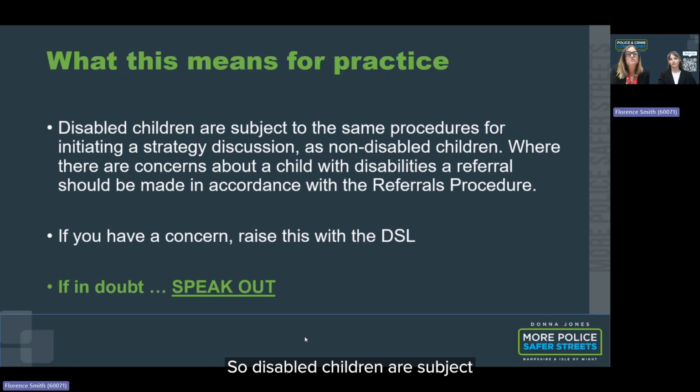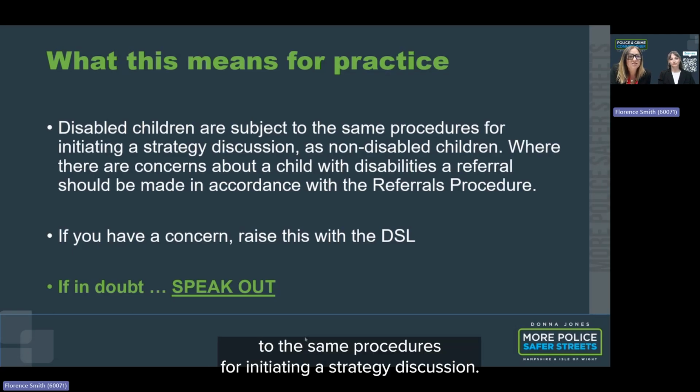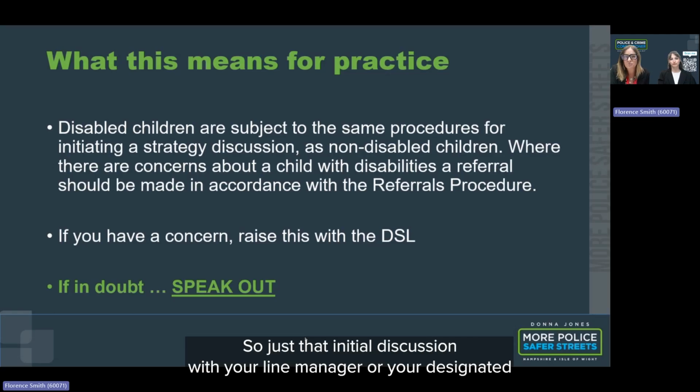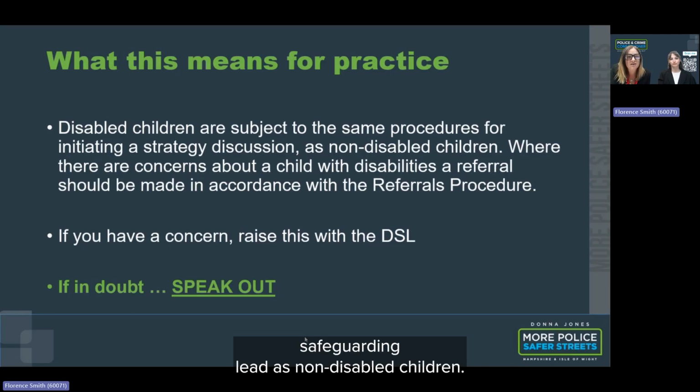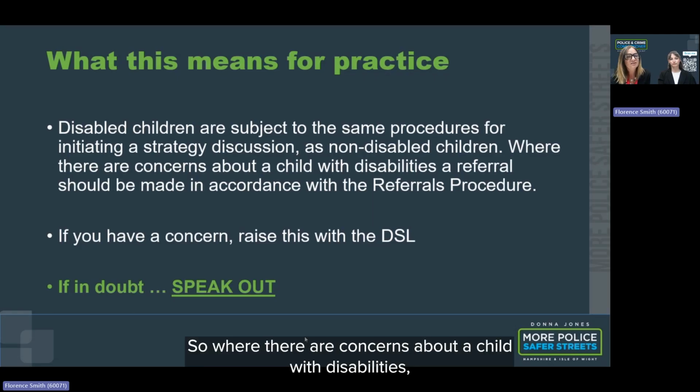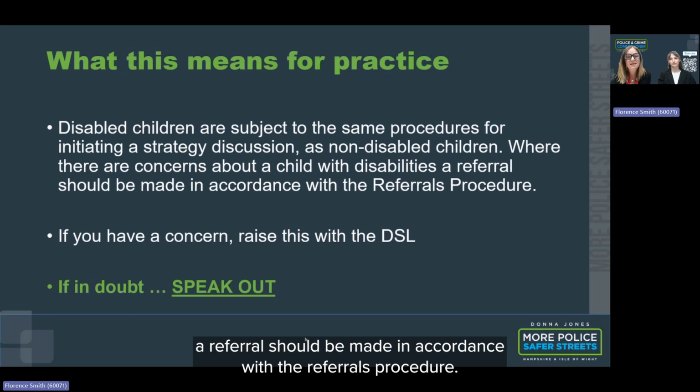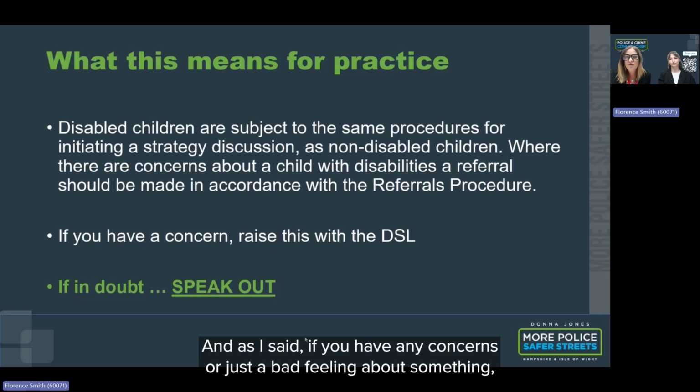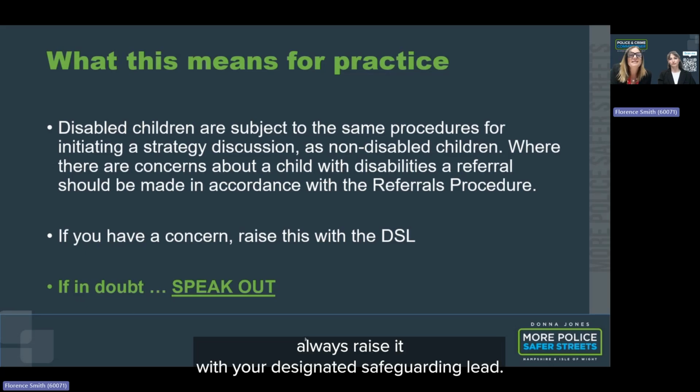So disabled children are subject to the same procedures for initiating a strategy discussion, so just that initial discussion with your line manager or your designated safeguarding lead, as non-disabled children. So where there are concerns about a child with disabilities, a referral should be made in accordance with the referrals procedure. And as I said, if you have any concerns or just a bad feeling about something, always raise it with your designated safeguarding lead.